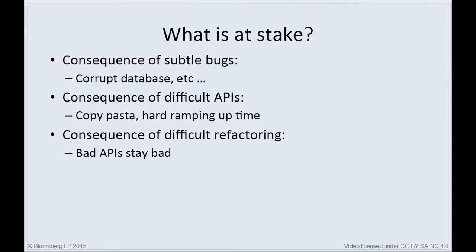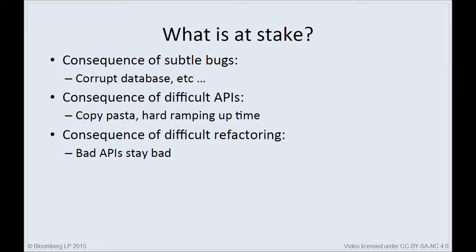Having a dynamic language with some of these sharp edges can make difficult APIs. You might copy-paste code, change around some of the type information because it's difficult to work with, because you don't completely understand the semantics of some of these corner cases and are scared of what might happen. You have a hard ramping up time for new engineers that have to learn some of these corner cases.